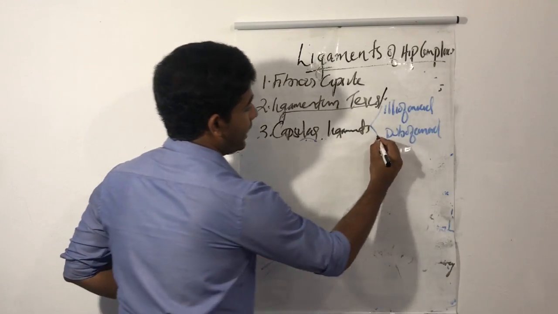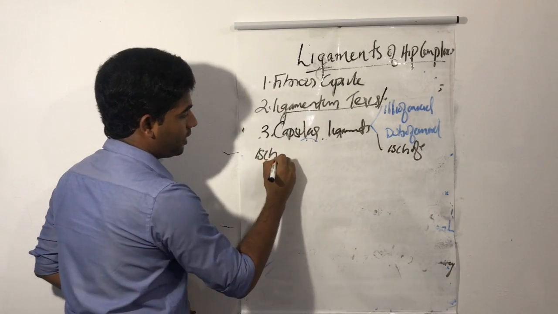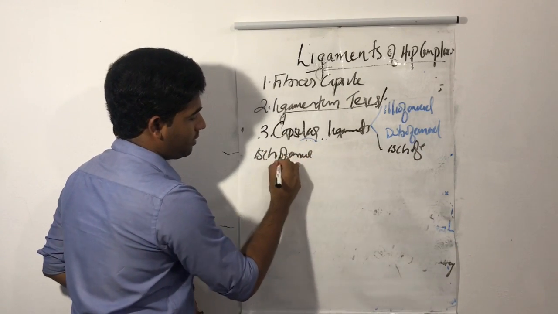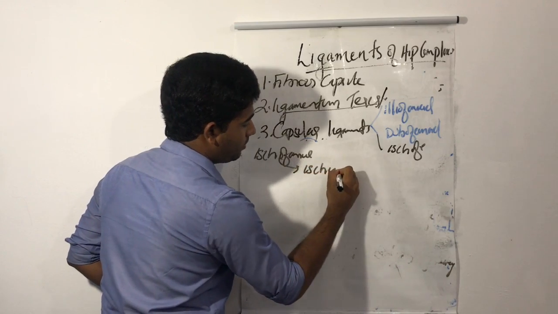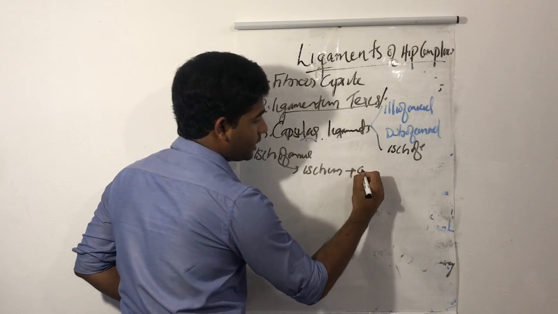And the third one is the ischiofemoral ligament. What about the ischiofemoral? It starts from the ischium and attaches to the greater trochanter.